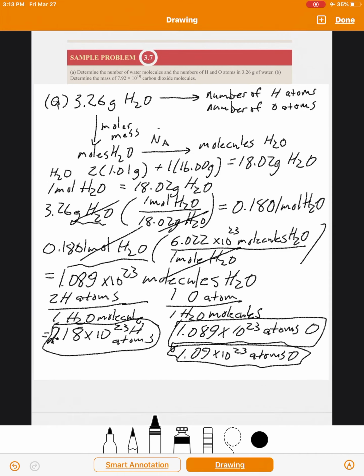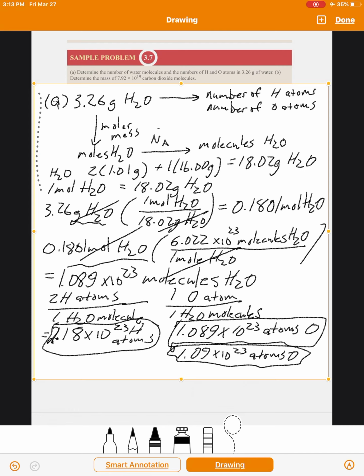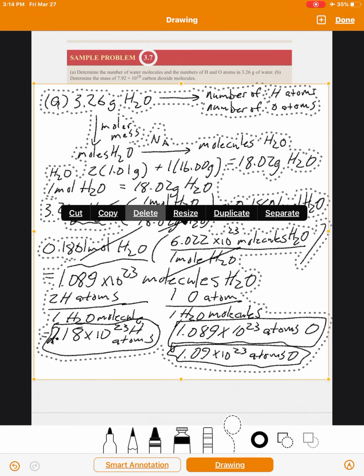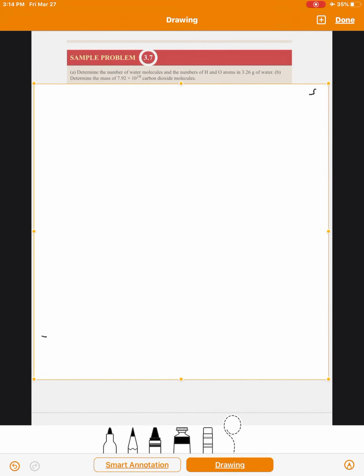Now what we want to do is go through the second part. So what I'm going to do is select some space here. Clear up some space, and let's do part B. Part B says that you've got 7.92 times 10 to the 19th carbon dioxide molecules, and they want us to find the mass.